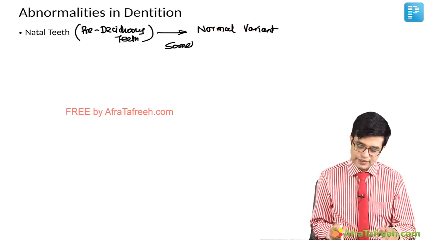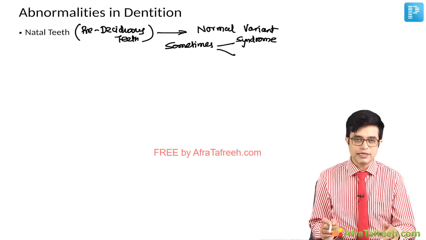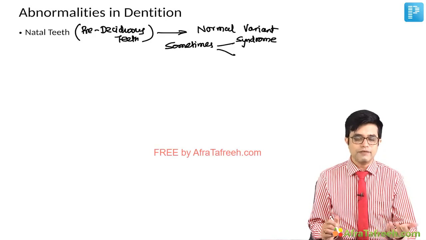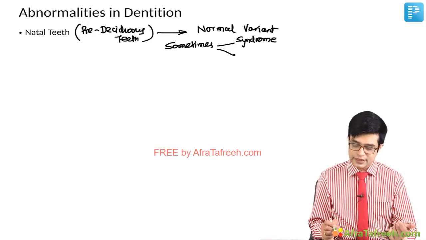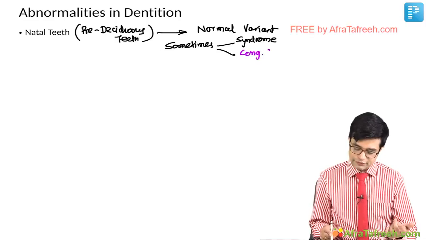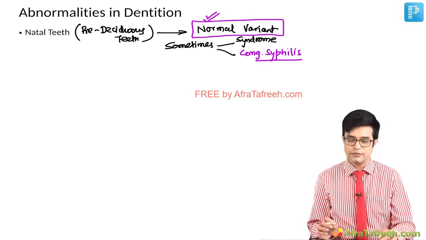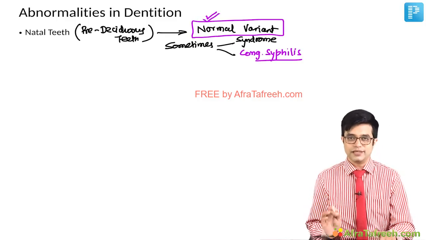Sometimes natal teeth can be a feature of some syndrome. A lot of syndromes have been described, including Pfeiffer syndrome and various ectodermal dysplasias, and it has also been associated with congenital syphilis. But in the vast majority, it is considered to be a normal variant and does not cause any problem. So first is natal teeth.